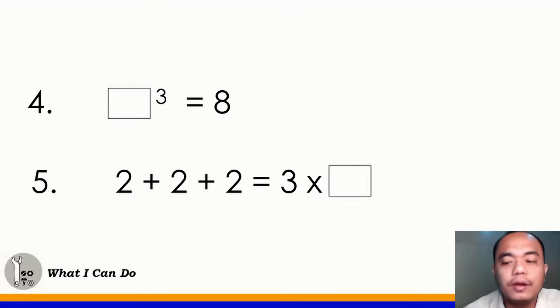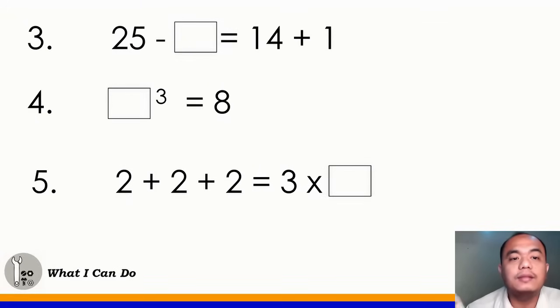Next, let's have numbers 3, 4, and 5. The instruction in here is to complete the equation by supplying the missing number. So number 3, 25 minus blank equals 14 plus 1. What do you think is the correct answer for number 3? Yes, 10. So 25 minus 10 equals 15, and 14 plus 1 equals 15. So we have an equation here.